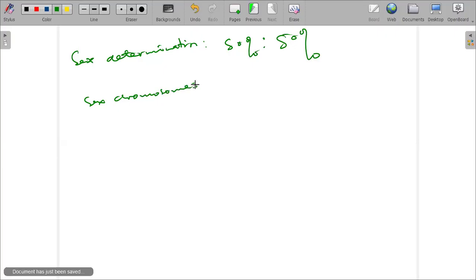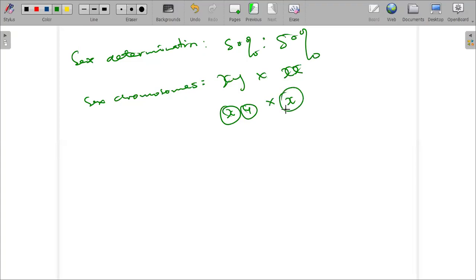Sex chromosomes, which we said we have: for male, we have XY, and for female, it is XX. So we are saying the chance of having a baby boy or a girl is going to be: X and Y is crossed with X. Then we are going to have this X and that X, we have XY, XX, and then this Y and that X, we have XY.